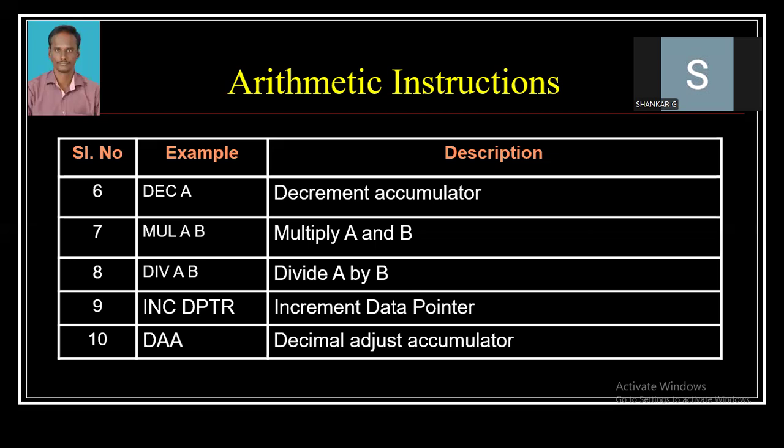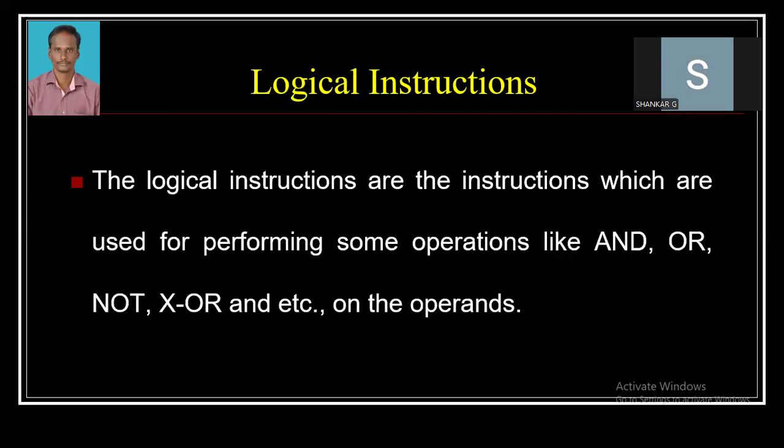And next DIV A, B, it's dividing the data A by B. And next increment data pointer, INC DPTR. Next instruction is DA A, which means decimal adjust accumulator. These are a few examples of arithmetic instructions.